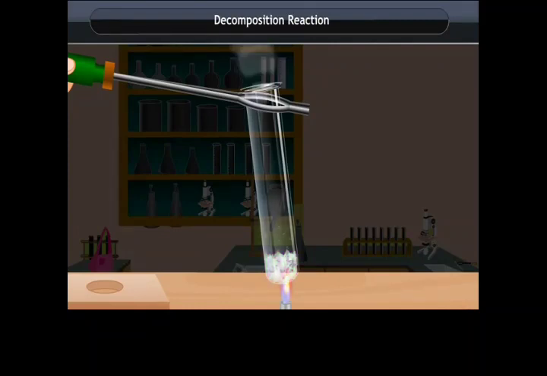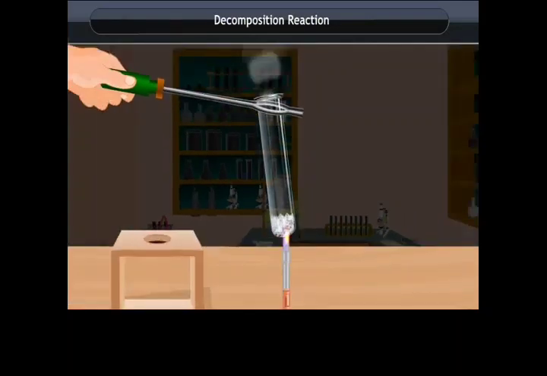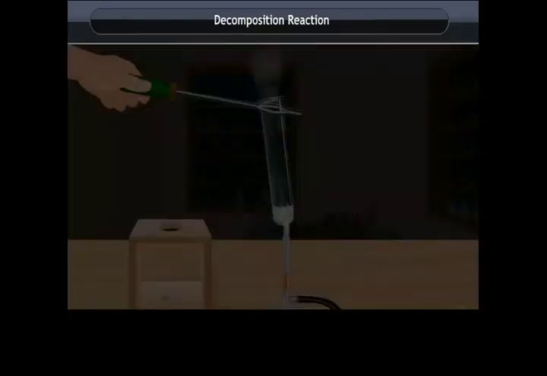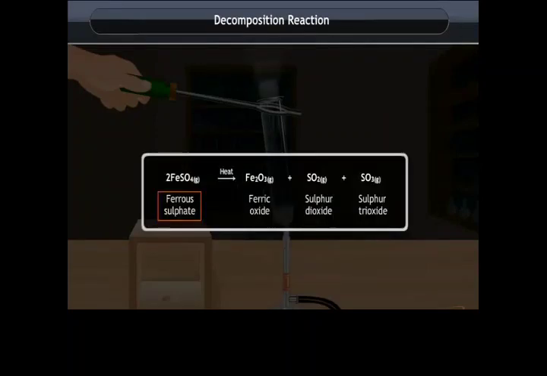It will be observed that the color of the crystals undergoes a change. Also, the characteristic smell of burning sulfur is observed. Do you know why this happened? Green crystals of ferrous sulfate lose water on heating. Hence, a change in color is seen in the crystals.